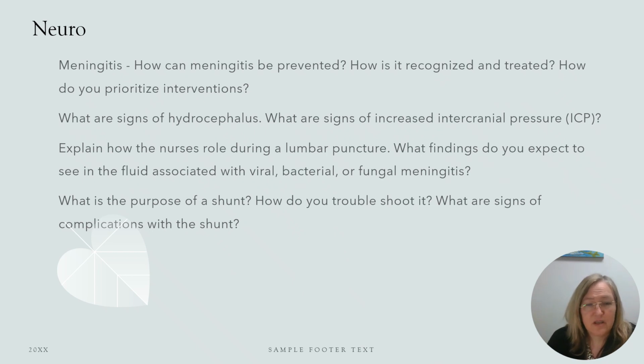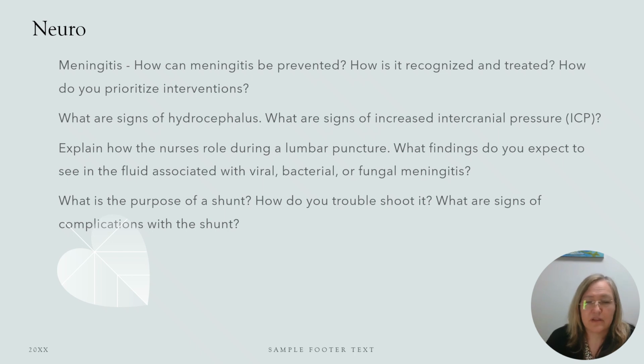Meningitis is also going to be on the test, and so you should be very familiar with how we recognize meningitis, signs and symptoms, how is it treated, what kind of nursing interventions are done, and how do you prioritize your care. What are signs of hydrocephalus, and what causes hydrocephalus? What are signs and symptoms of increased intracranial pressure? And how do we test for meningitis and hydrocephalus? How do we recognize that?